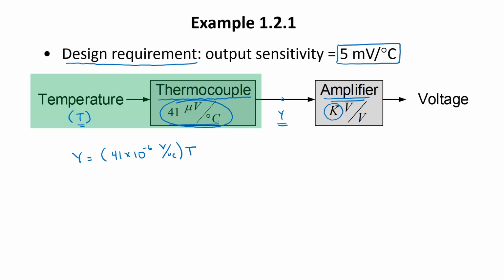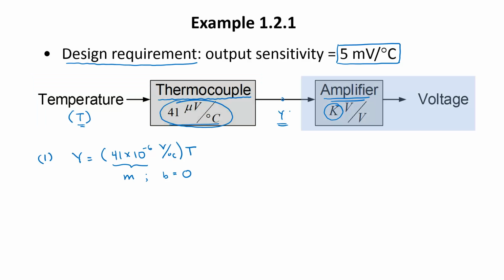This is the equation of a straight line with slope m equal to 41 times 10 to the minus 6th and a y-intercept b equal to 0. The sensitivity of the thermocouple is the same as the slope of the line describing the relationship between the output and the input. I'll call this equation 1.